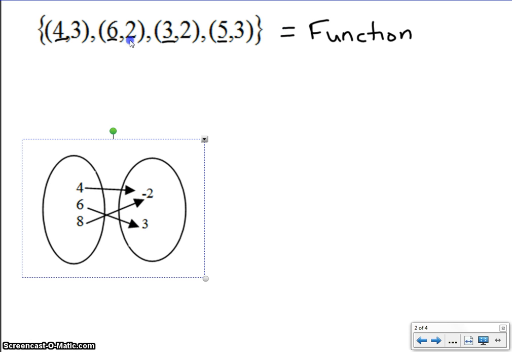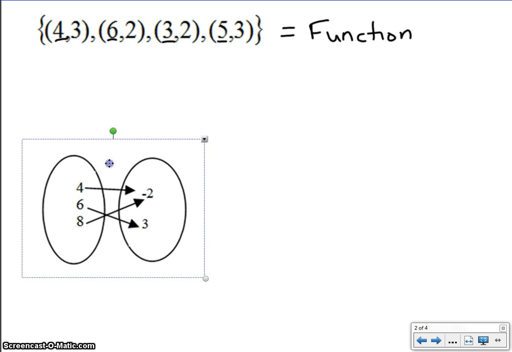Now if you notice, the input of 6 and the input of 3 both have an output of 2, but that's okay. It doesn't matter if the output is the same for two different inputs as long as your inputs are different.